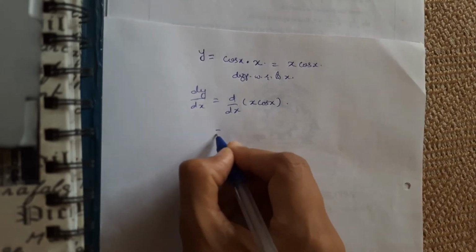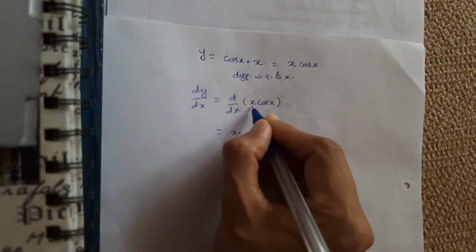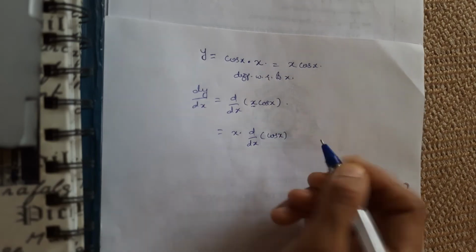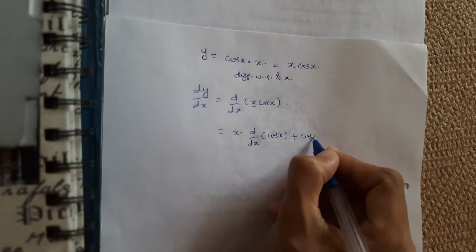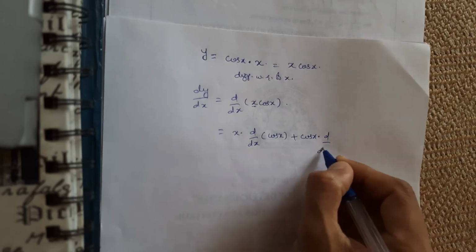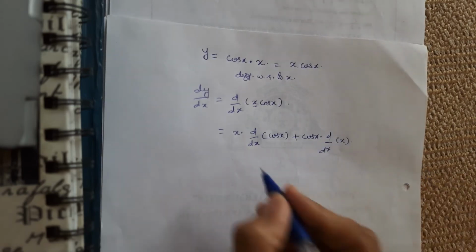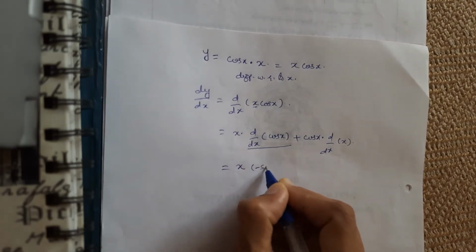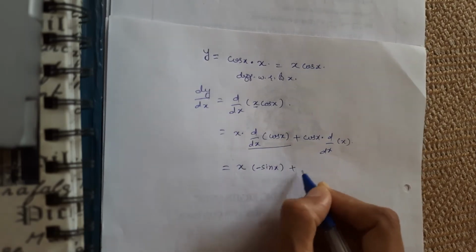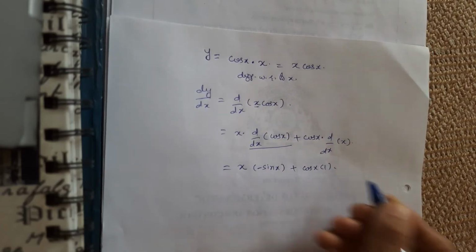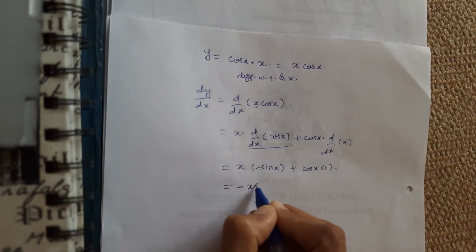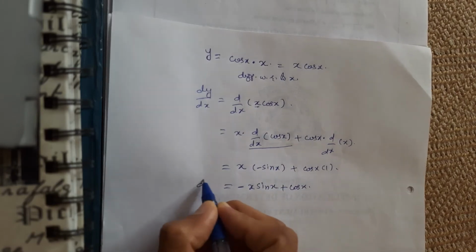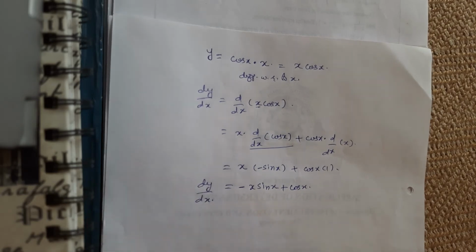Okay, so now first function into derivative of second plus second function into derivative of first. What will I get? x, derivative of cos x is minus sin x, plus cos x into 1. So I get minus x sin x plus cos x. That is my answer. Okay.